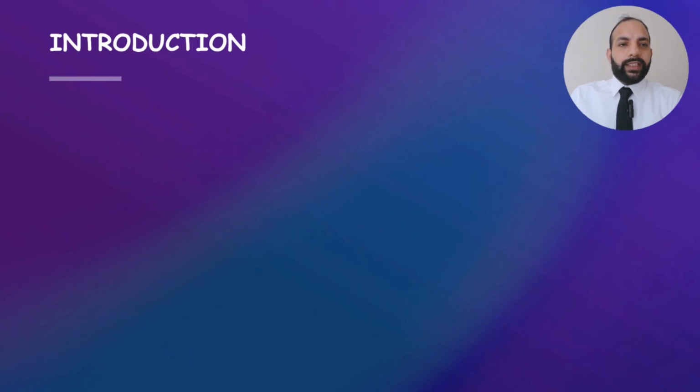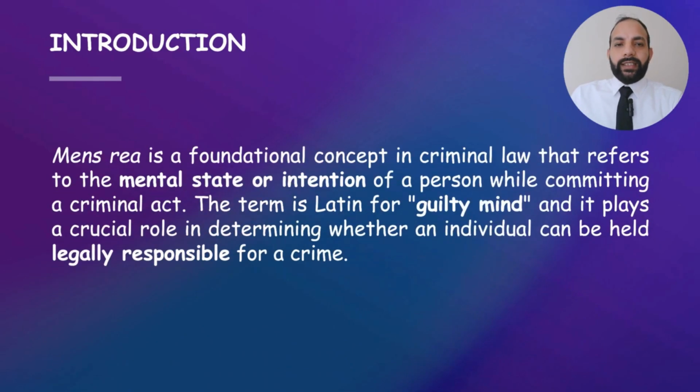So, first is the introduction. Mens rea is a foundational concept in criminal law that refers to the mental state or intention of a person while committing a criminal act. When a person is doing something intentionally wrong, and knows what he's going to do, that is mens rea. The term is Latin for a guilty mind. It means that somebody has already planned to do something wrong, and it plays a crucial role in determining whether an individual can be held legally responsible for a crime.